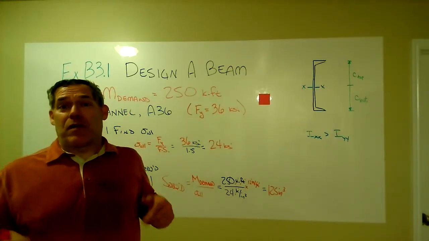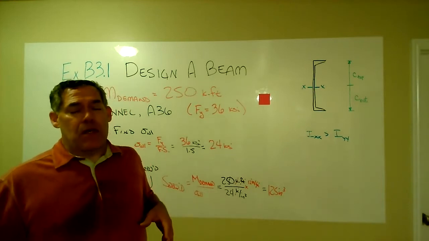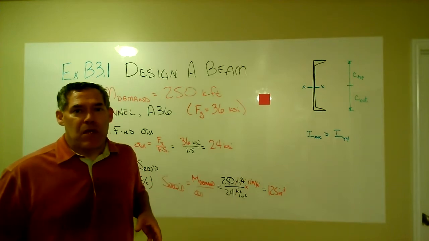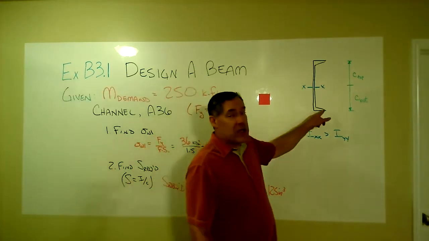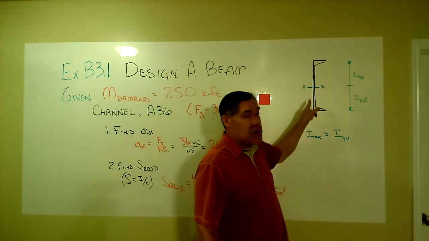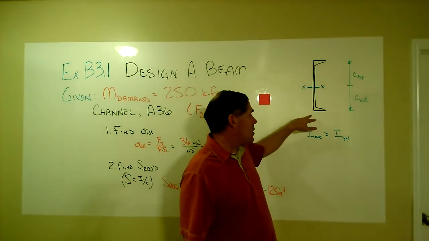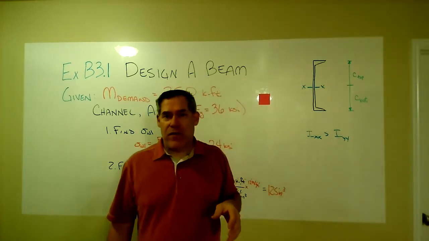All right, we're into our second part of this numerical design problem. On the first part, we selected a Y-flange steel shape. Now we're going to look at a channel. Channel, or sometimes called a C shape, because when you arrange the profile of the cross-section like this, it looks like a capital C, is sort of like 1/2 of a Y-flange shape.